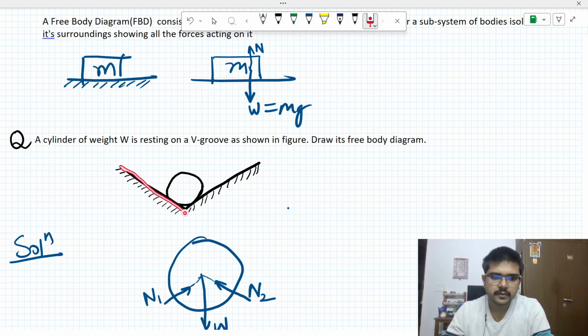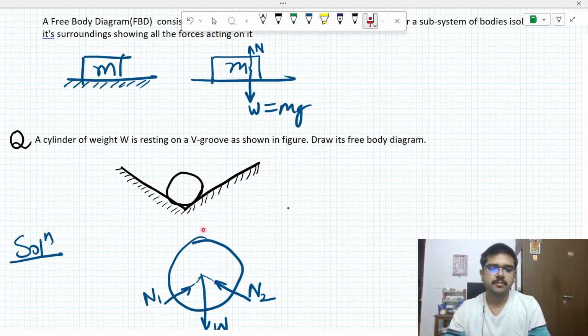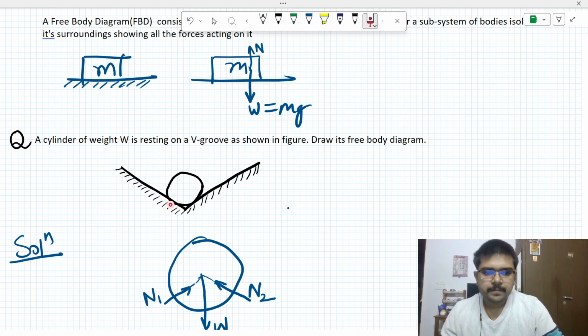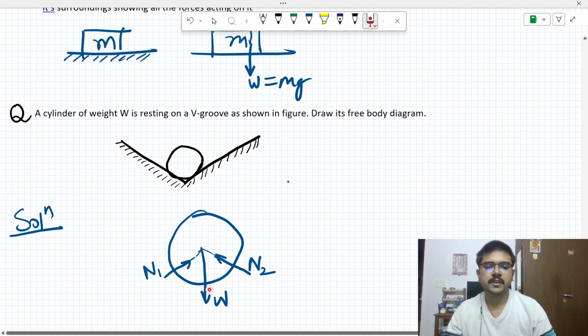This is a V groove on which a ball is kept here, and we have to draw its free body diagram. So we can see that the weight would be acting in this direction, mg in this direction, then a normal reaction would be acting in this direction, and another normal reaction would be acting in this direction, because there is a surface here. So we have the free body diagram of this ball as N1 towards the center, N2 towards the center, and W in the downward direction.